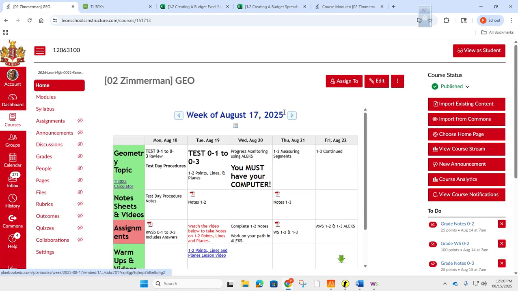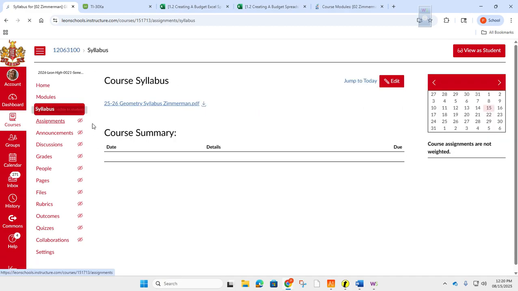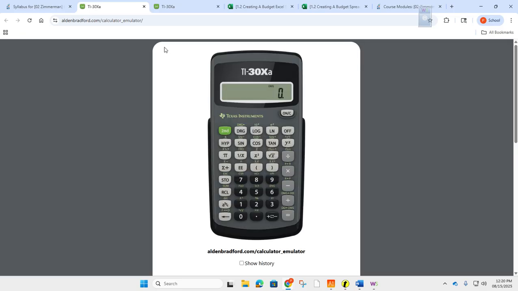So if you go to next week, that link stays. If you go to the week after, that link stays. So it's always on that front page. Okay? I also added it into here, just in case. You can click that, and you can use it there as well.